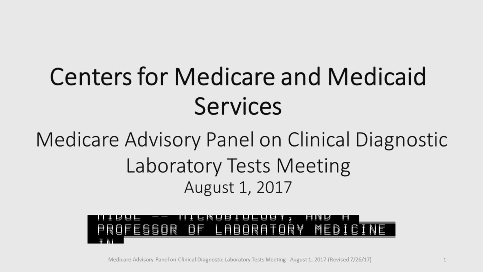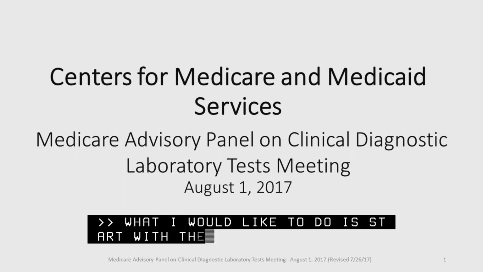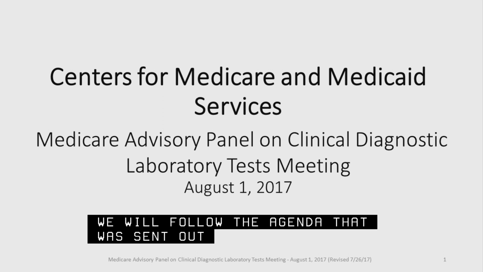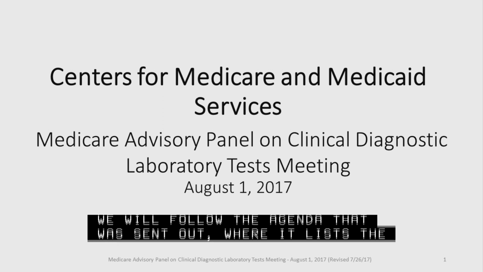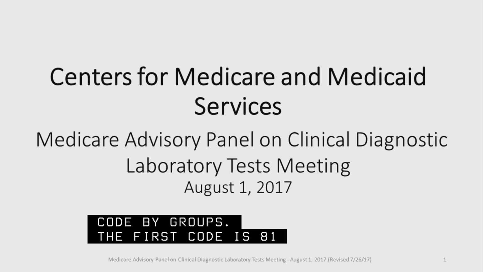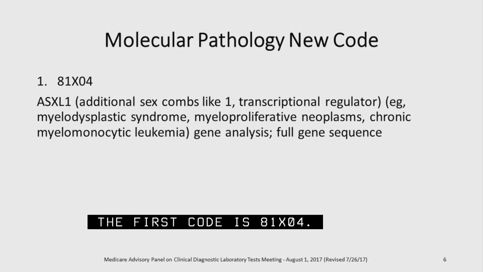Okay, so what I'd like to do is start with the first code, and we're going to follow the agenda that was sent out, which lists the codes by groups consistent with the CPT AMA manual. The first code is 81X04, and this is the ASXL1, additional sex combs like 1, transcriptional regulator. I want to open it up to the panel if they have any questions.